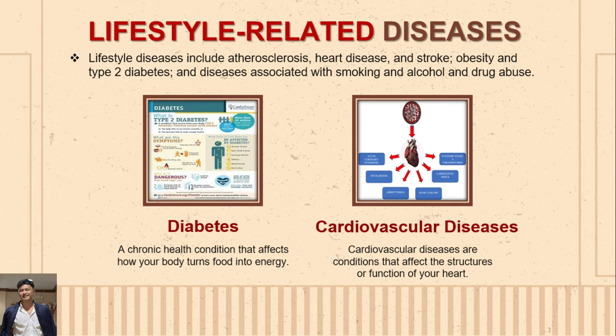Next is lifestyle-related diseases. Lifestyle diseases include atherosclerosis, heart disease, and stroke, obesity, and two types of diabetes, and diseases associated with smoking and alcohol and drug abuse. Diabetes is a chronic health condition that affects how your body turns food into energy. And cardiovascular diseases are conditions that affect the structures or function of your heart.